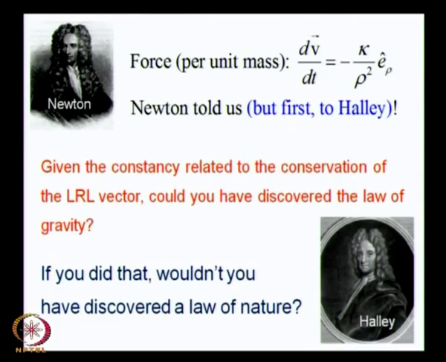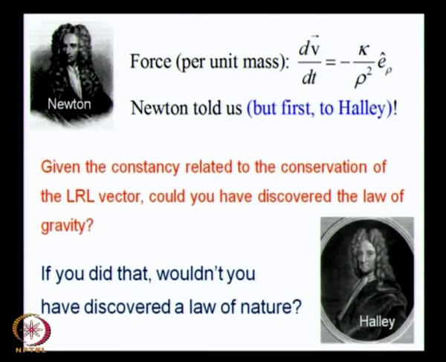And now we again invert the question: given the constancy related to conservation of the Laplace-Runge-Lenz vector, could you have discovered the law of gravity? You know that the law of gravity is essential to the demonstration of the fact that the Laplace-Runge-Lenz vector is a constant, right. 1 over r square was essential. Now, if you did not know that 1 over r square is the nature of gravitational force, could you have discovered it if you had known that the Laplace-Runge-Lenz vector is constant, okay.